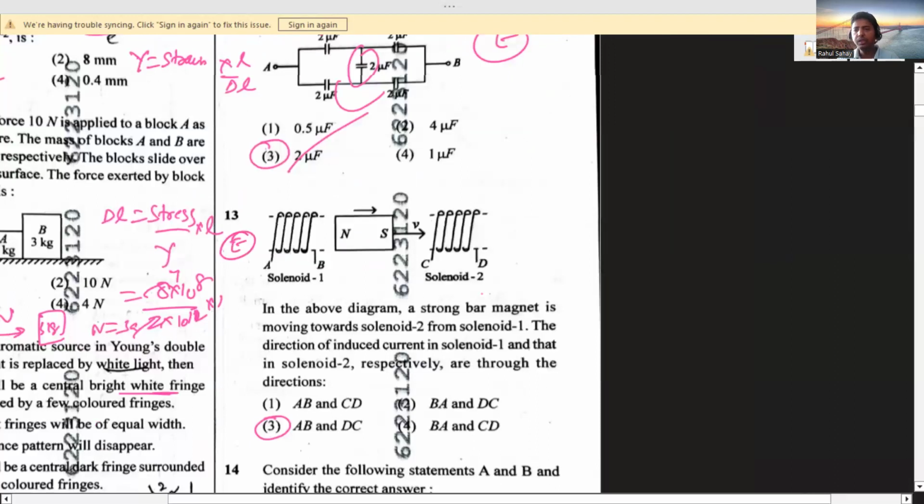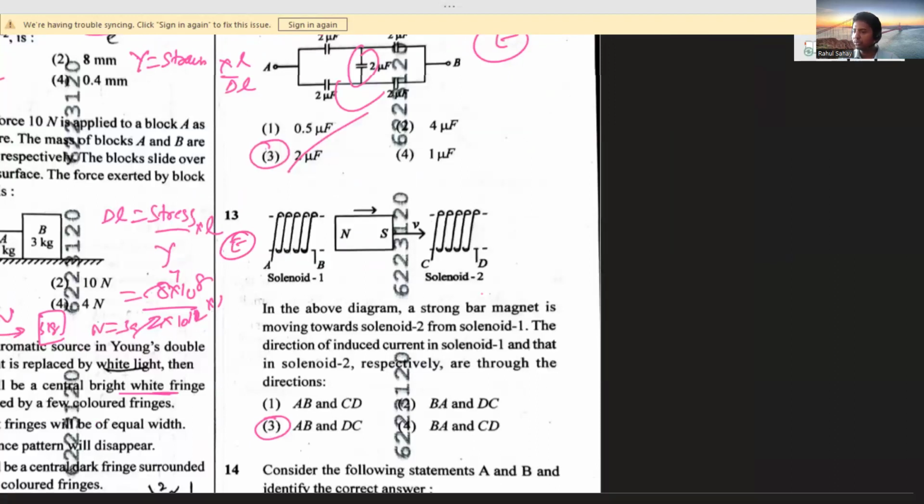13th, easy to moderate. We have to see the direction. The north pole is moving this side, so it will try to pull. Okay. So the flux will be in this direction. If you curl the fingers in this direction, what do we get here? A to B, the current will flow A to B. Here the south pole is going this way, so the current will flow opposite, which will repel the south pole, right? It will be like this. So D to A, D to C, A to B and D to C.